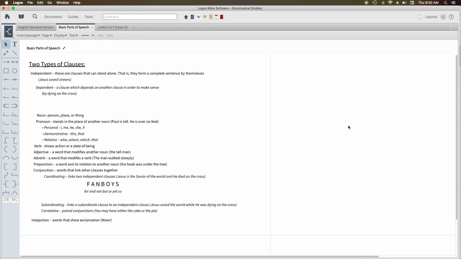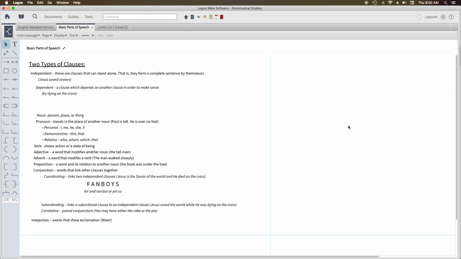But anyway, personal pronouns would be words like I, me, he, she, it. They're nouns that stand in place of other nouns. So if I say Paul is tall, he is over 6 feet. The word he there is the personal pronoun that's standing in place of the noun Paul. That way I don't have to keep repeating the word Paul over and over again in order to make sense of what I'm saying.